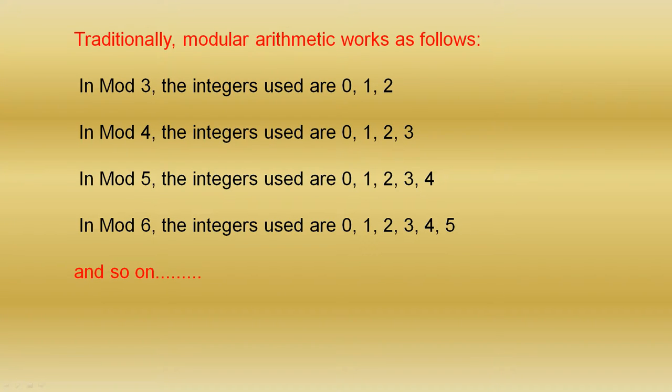Traditionally, modular arithmetic works as follows. In Mod 3, the integers used are 0, 1 and 2. In Mod 4, the integers used are 0, 1, 2 and 3. In Mod 5, the integers used are 0, 1, 2, 3 and 4. And in Mod 6, the integers used are 0, 1, 2, 3, 4, 5. And so on. So, let's look at Mod 5 for example. Whenever you see the 5, you know there are 5 integers. But it does not include the number 5. It's just from 0 to 4. And it's the same for all the others.